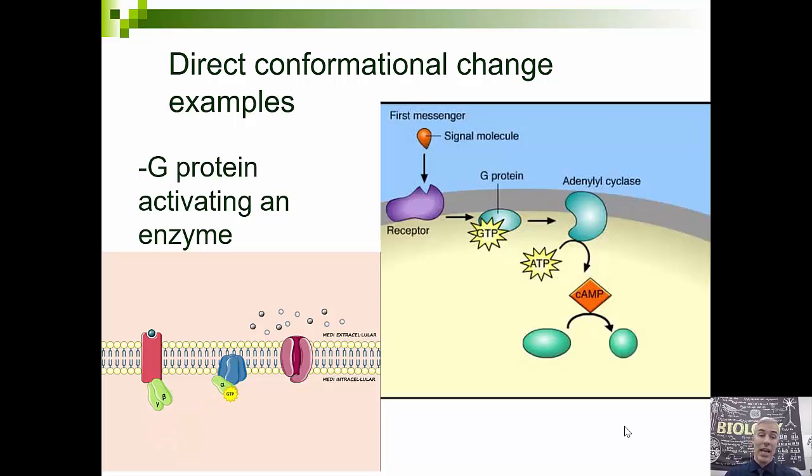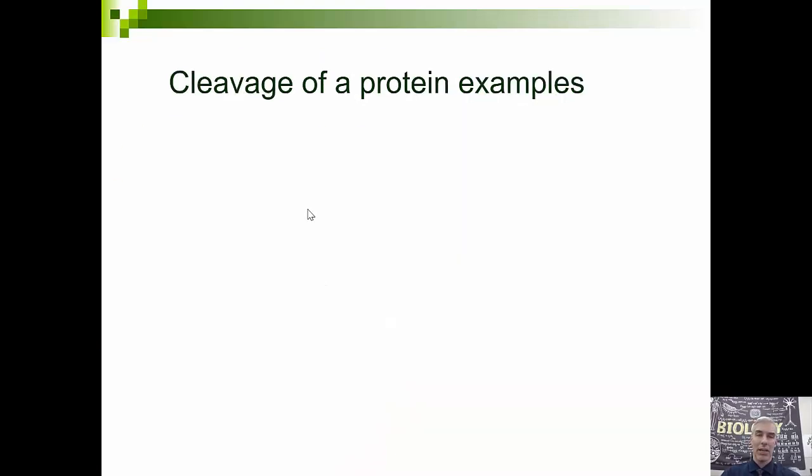A G protein activating an enzyme, for example. So you can see down here when that ligand bound, that G protein goes and binds to this protein right here, activating it. And when it does that, it then produces a molecule. In this case, it's the second messenger, but we'll get to that later. You can see it up here happening as well. This interaction between the G protein and this adenylyl cyclase, as it's called, is an example of a direct conformational change. Then once the phosphate group falls off of the G protein, it will go back to its inactive form and migrate back towards the receptor again. Okay, so that's an example of a direct conformational change.